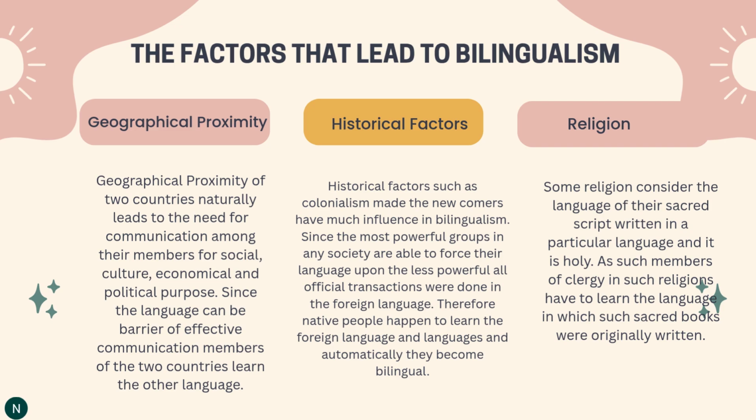Since the most powerful groups in any society are able to force their language upon the less powerful, all official transactions were done in the foreign language. Therefore, native people happen to learn the foreign language and automatically they become bilingual.